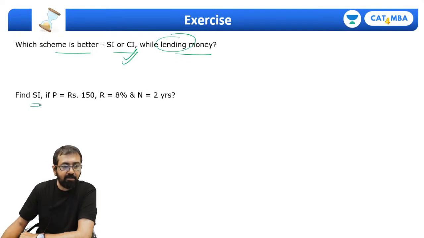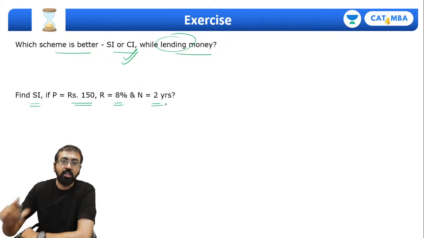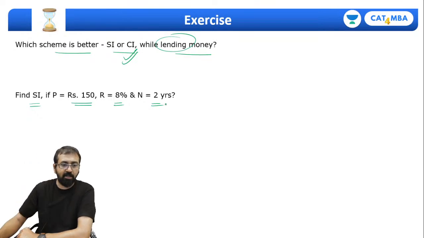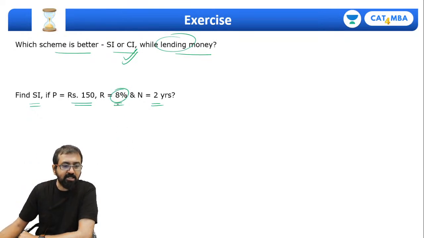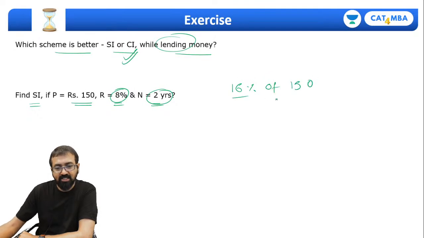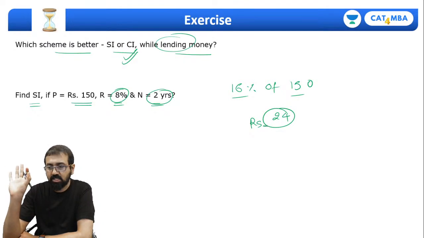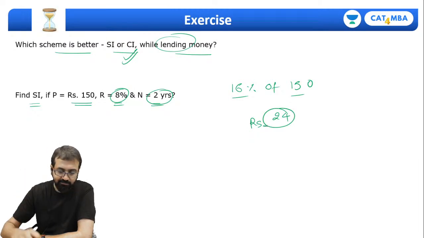Same way, find simple interest if the principal is this one, the rate of interest is this one, and n is 2. Simple interest questions are going to be straight, and the calculation is going to be very simple. Here the rate of interest is 8% per annum. So for 2 years, the total interest is 16%. What you need to calculate is 16% of 150 rupees. So 16 into 50 is 240, so this will come out to be 24 rupees. Done. This is how you should do the calculation rather than writing the formula and all those things. This is how I expect you to do the calculation.